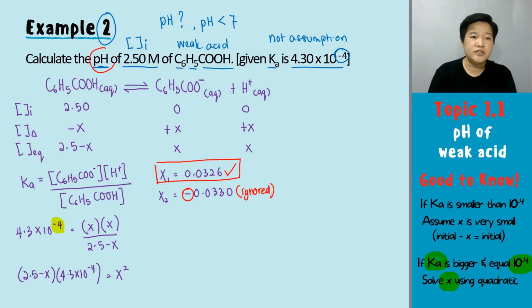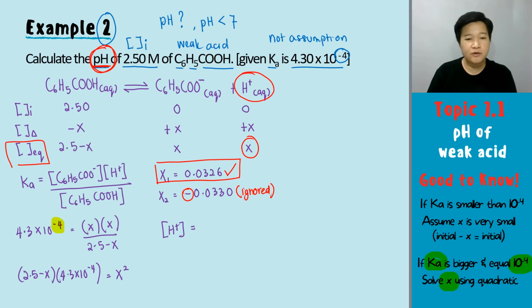Next thing, the question is asking for a pH. So to find the pH, we need the concentration of H plus that forms. So the concentration of H plus at equilibrium over here is equal to x. Therefore, the concentration of H plus will then equal 0.0326 molar. Okay? Because the concentration of H plus is equal to x, x is equal to 0.0326 molar.